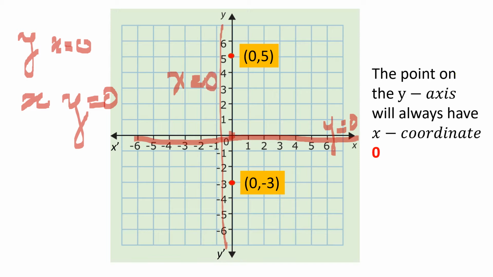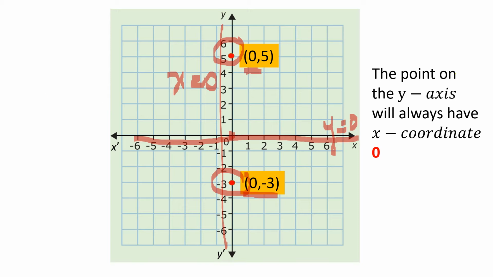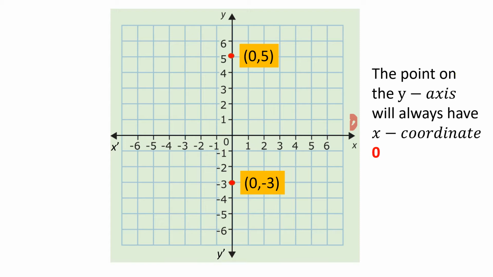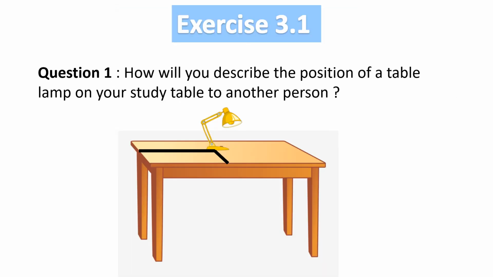So clearly you can see from these examples, x coordinate 0, x coordinate 0. Why? Because both the points are on the y-axis. This is a very, very important point. You have to remember this point. If I tell you a point is on the x-axis, then you can automatically tell me the y coordinate is 0. If I tell you a point is on the y-axis, you can automatically tell me that the x coordinate is 0, right?